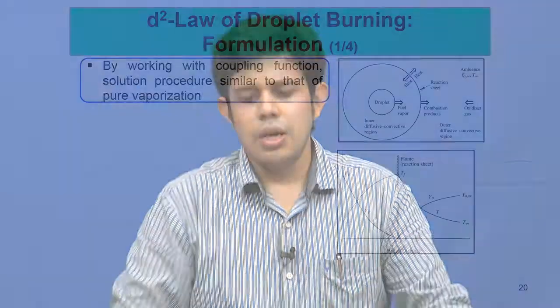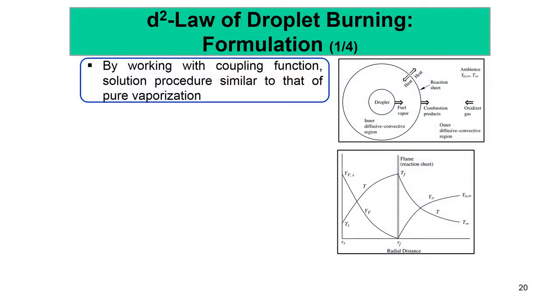Now, finally, the topic is the d square law of droplet burning. So far we have discussed droplet vaporization. Now once we have the vaporization, we will apply the principles of the non-premixed flame from the previous class to understand the droplet burning. So now here we have the droplet, and here you have the flame.